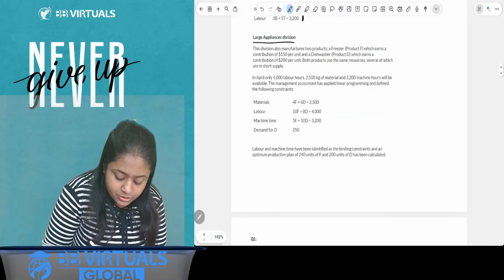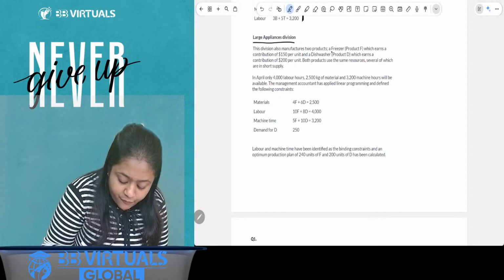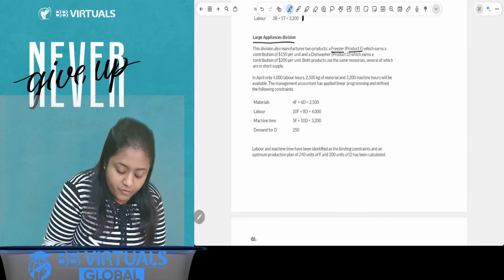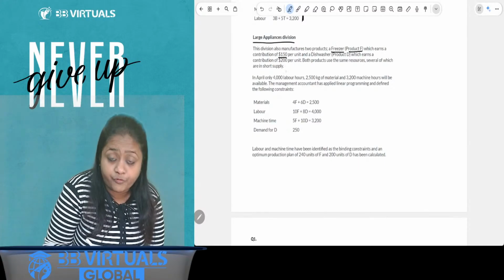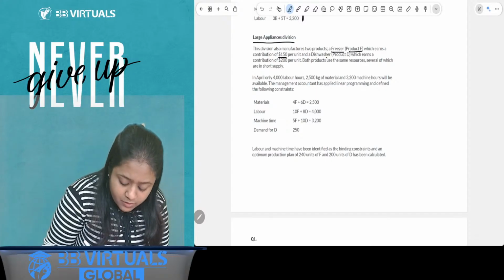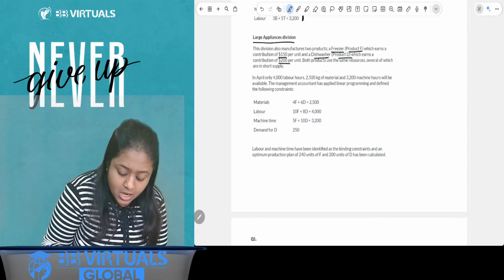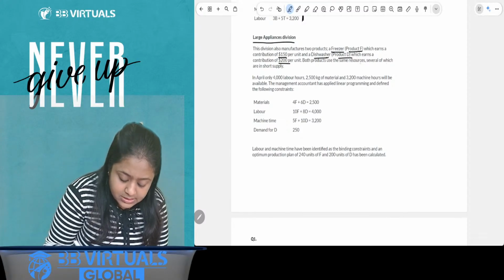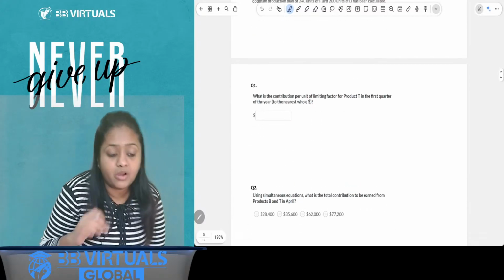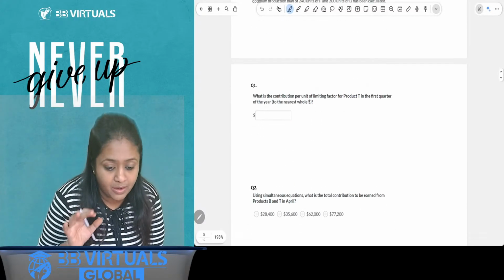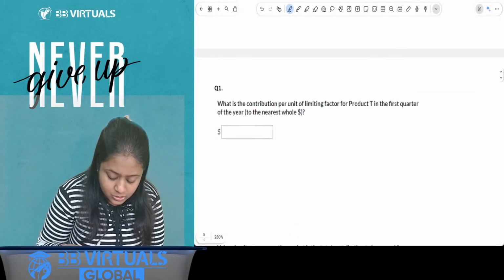Now let's read for the large division, but definitely these equations tell me it's about the limiting factor. The large division also manufactures two products, a freezer which is product F, which earns a contribution of 150 per unit, and a dishwasher which is product D, which earns a contribution of 200 per unit. Both products use the same resources, several of which are in short supply. So these details are given to you. Now we have to answer the questions one by one. So let's quickly read and solve it.